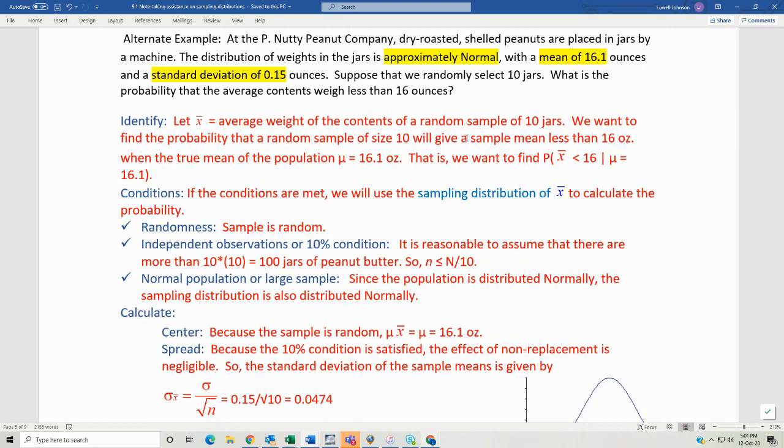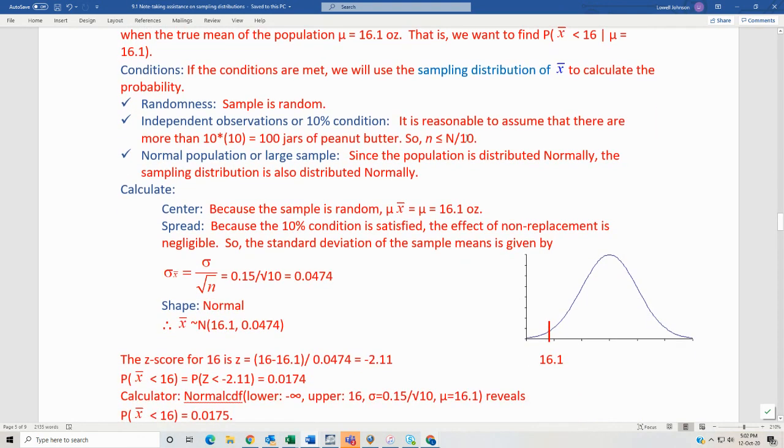Now, in this case, we are told that the distribution of weights, the population distribution, is approximately normal. So because of that, the sampling distribution is also distributed normally. But we could give you a different problem and say that the parent population is skewed, but our sample size is, say, 40 or 50. In that case, the sample size is large enough to use the central limit theorem to meet this condition. So now we've met all three conditions.